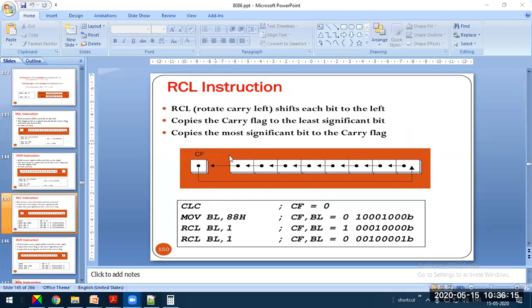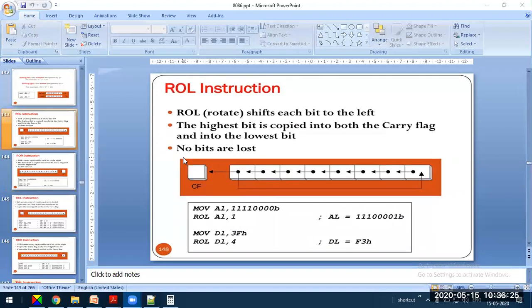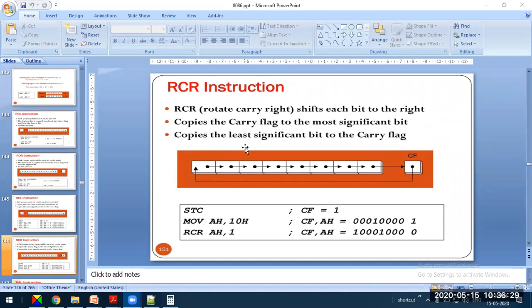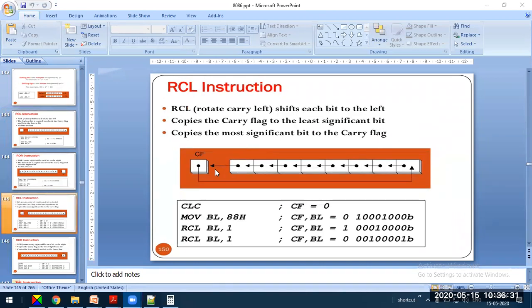What it does is copy the MSB bit to the carry flag and the carry flag back to the LSB. What is the size of the data now? In all the other instructions, the size of data is a maximum of 8 bits, whereas in this case the size of the data is 9 bits, because including the carry flag it becomes 9 bits. Rotate through carry rotates the content of the register left through carry.